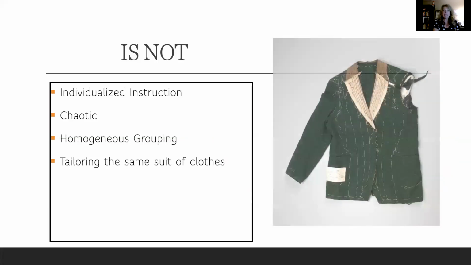So it is not tailoring the same suit of clothes. You'll hear this illustration or analogy quite often when talking about differentiated instruction. So have you ever bought clothing that didn't quite fit, but you take it to a tailor and things fit great? So this is a fantastic option, but in education, we'd rather create an outfit or instruction that is a perfect fit from the beginning. We can't be perfect all the time, but we're going to try to be close.